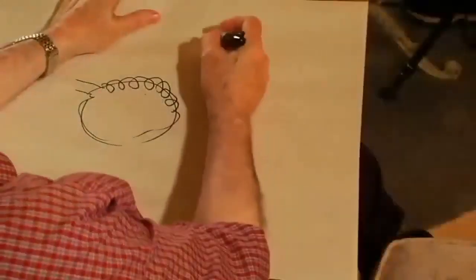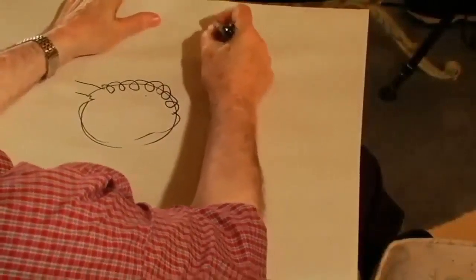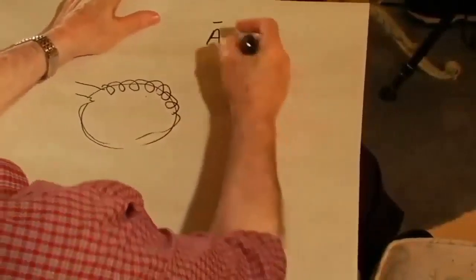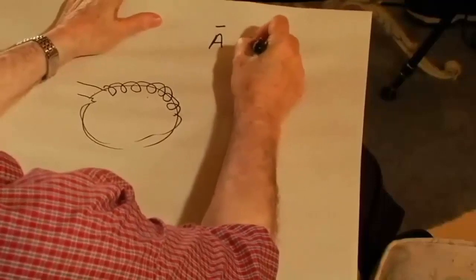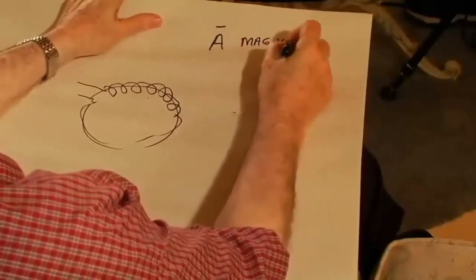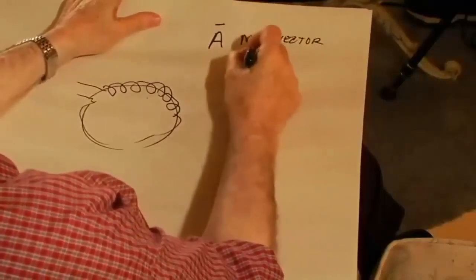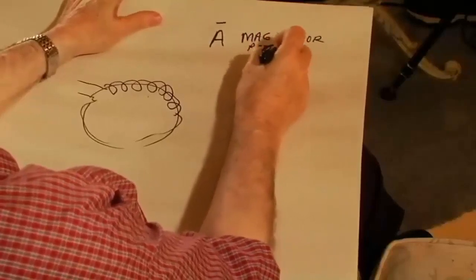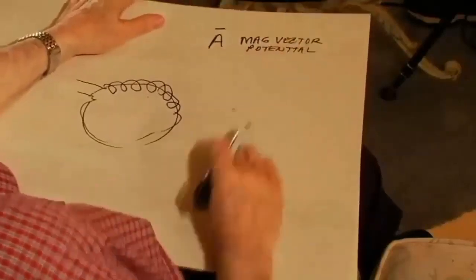We need to know two things. Magnetic field, any force field, is not a primary field of nature. The primary thing is always a potential, and it's called a magnetic vector potential A. That's the name of it. Magnetic vector potential. Now, a magnetic vector potential is a weird beast. It's got two components, basically.